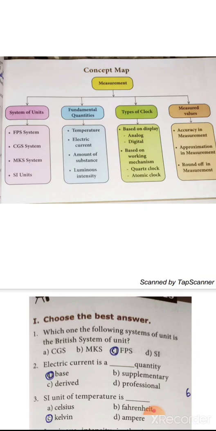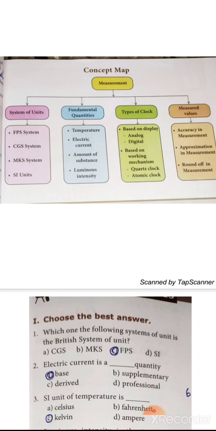Temperature, electric current, and luminous intensity are 3 fundamental quantities measured by instruments. The temperature is measured by a thermometer. Electric current is measured by an ammeter. Luminous intensity is measured by a photometer. These are the 3 instruments studied in this topic.